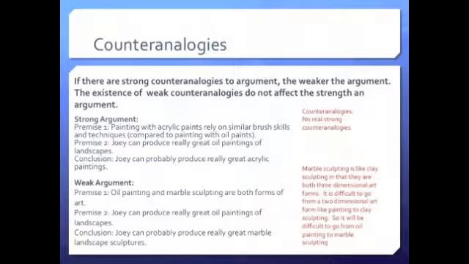Furthermore, in the conclusion, this quality or characteristic is applied to the other thing that was being compared in the premises. Note that the conclusion states that it will be difficult to go from oil painting to marble sculpting. Here, the quality or characteristic of it being difficult to go from one thing to another thing is being applied to marble sculpting.